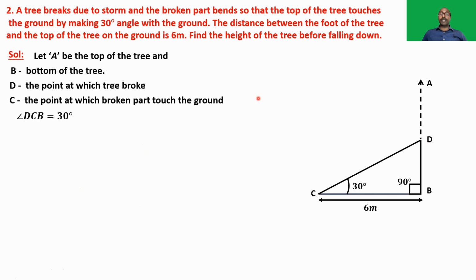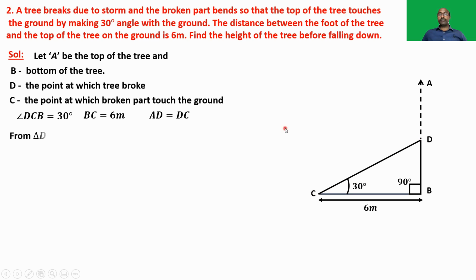And here the measurements are angle DCB is equal to 30 degrees. BC is equal to 6 meters. AD is equal to DC. Why? AD and DC both are equal to the broken part of the tree. AD and DC both are equal.